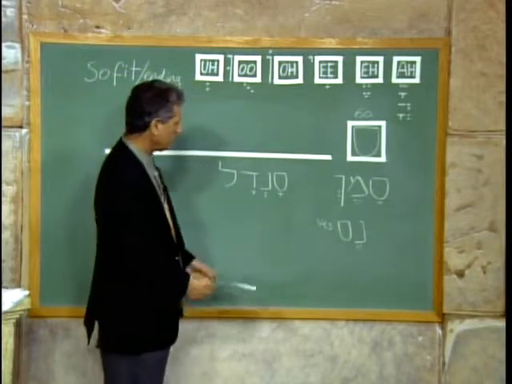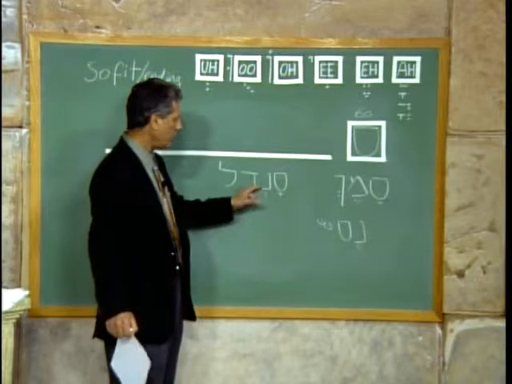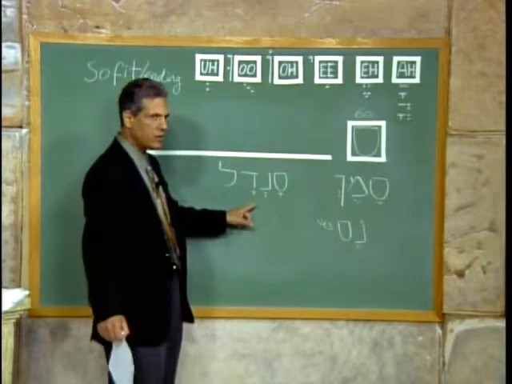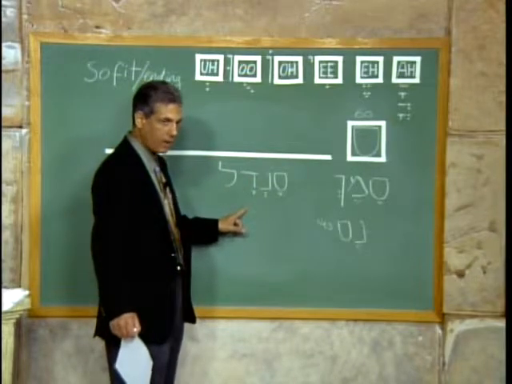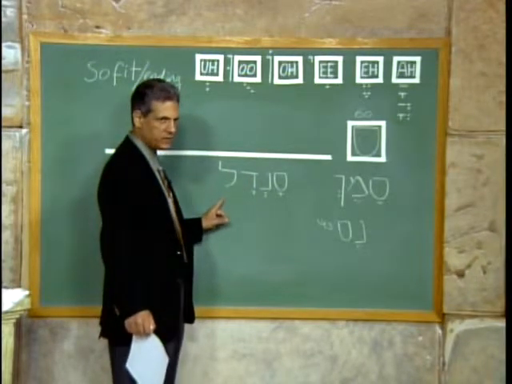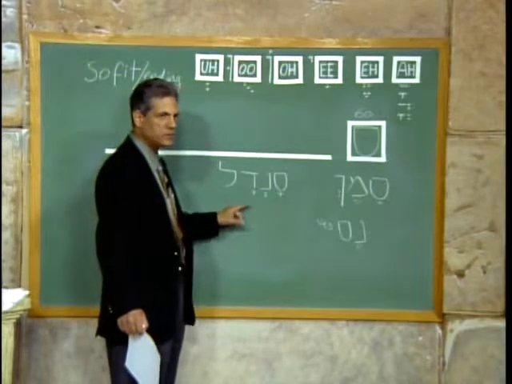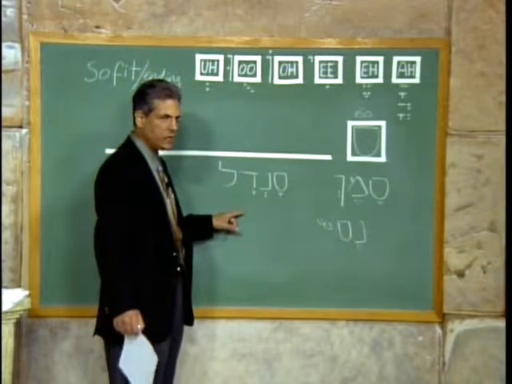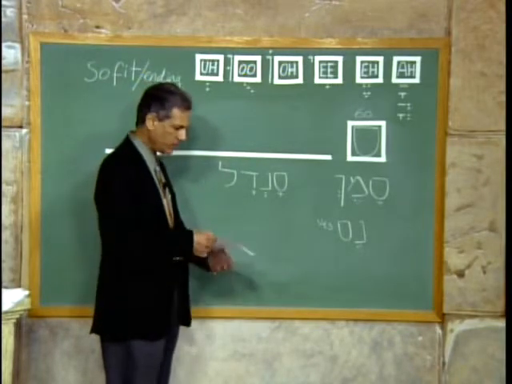Let's read that. We have a samech with an A sound, that's sa, nun with an A sound, n, san. Then we have a dalet with an A sound, da, and a lamed. San, dal. Sandal happens to be a Hebrew biblical word for a sandal. We use it all the time.